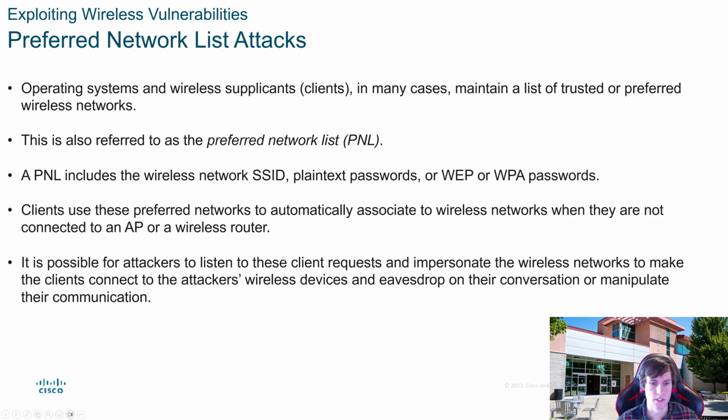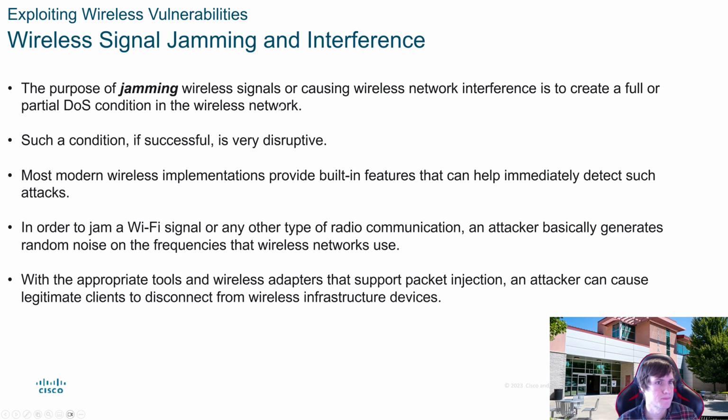So it's possible for attackers to listen to the client requests and impersonate the wireless networks to make the clients connect to the attacker's wireless devices. So if they have the same SSID, and somehow have your plaintext password, we'll say, if you walk next to that, the PNL will pick up, oh, there's that SSID I like. It's going to automatically try to apply this password to that SSID and then connect, right? So they can use that to eavesdrop or even trick you into joining their rogue access point or network.